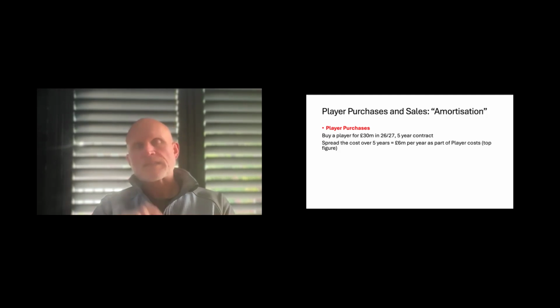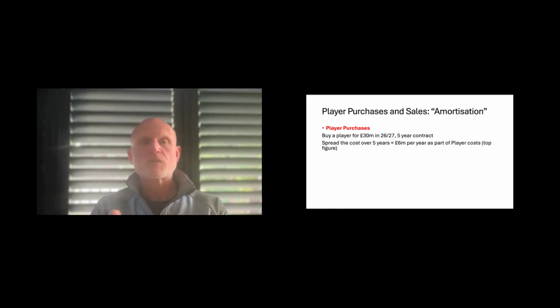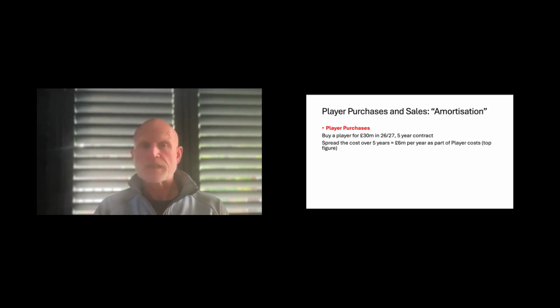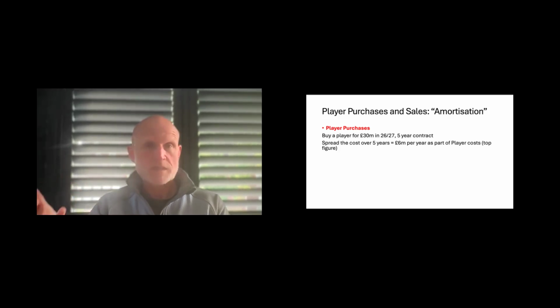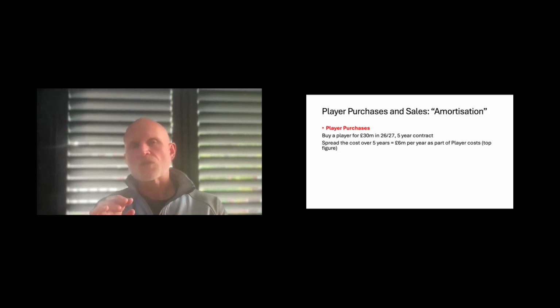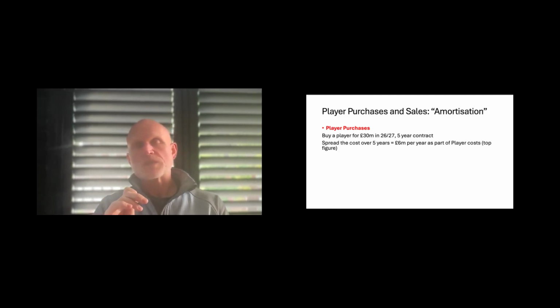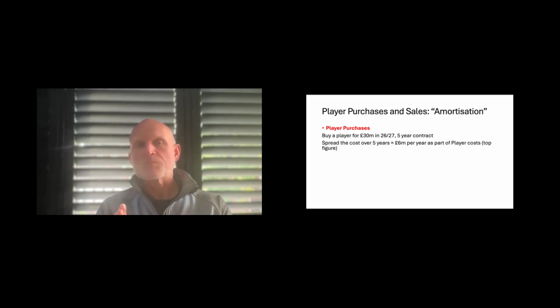So I've got a little example here. If you buy a player for 30 million in 26-27 and they've got a 5-year contract, then you spread that 30 million cost over 5 years. So you get 6 million in 26-27's top figure, 6 million in 27-28's top figure, and so on until the end of 5 years. Now, there is a proviso here, which also came in at the end of the PSR rules, which is that you can only have a maximum period of amortizing a player contract of 5 years. So if a player had an 8-year contract, you'd still only be able to spread the cost over 5 years.